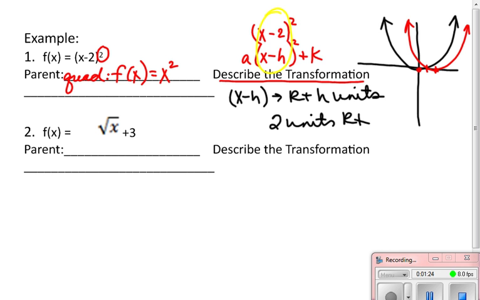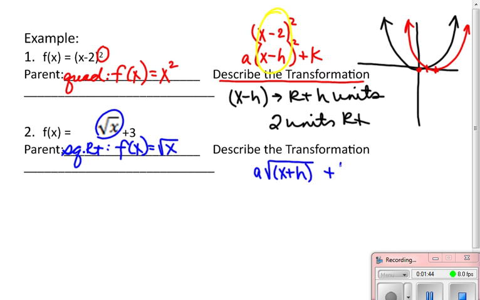The next one, f of x is equal to the square root of x plus 3. This is your defining feature. This is the square root function, where we have f of x is equal to the square root of x. Again, describing the transformation, remember what we have, and when I think about how does this one line up, the only thing that's going on is the k, and that means I have gone up 3 units.